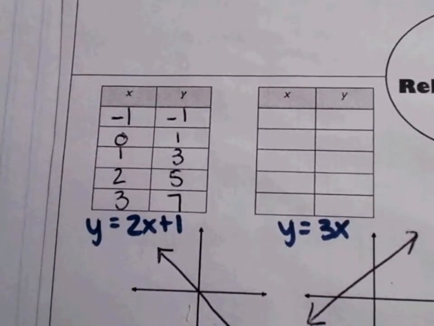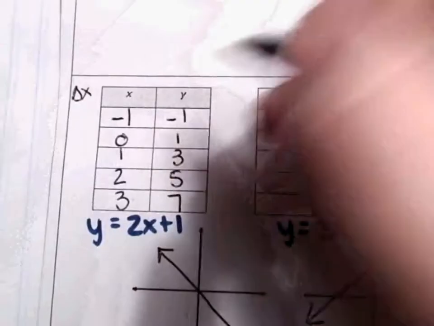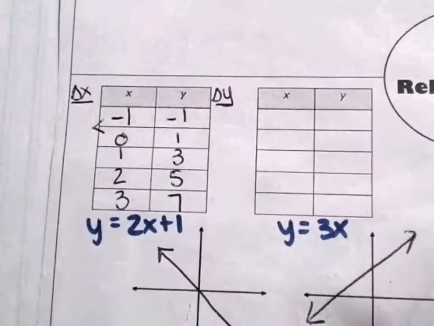Okay, in this situation I have my x values and I have my y values. Next to my x values, I need to write delta x and delta y. Now if I'm going from -1 to 0, I know that of course I'm adding 1. And if I'm going from 0 to 1, I am adding 1. From 1 to 2, I am adding 1. And from 2 to 3, I am adding 1.